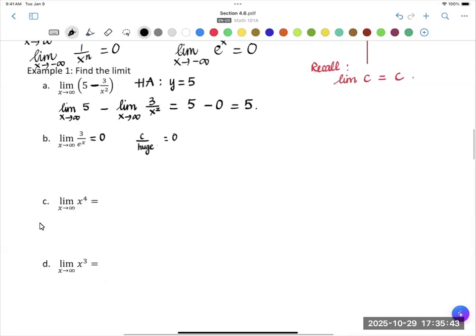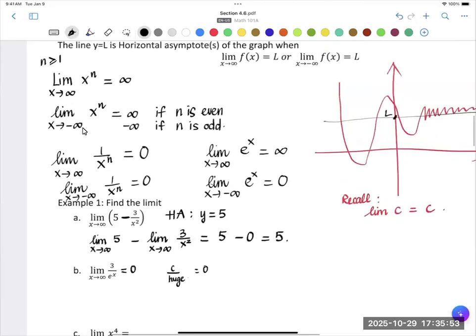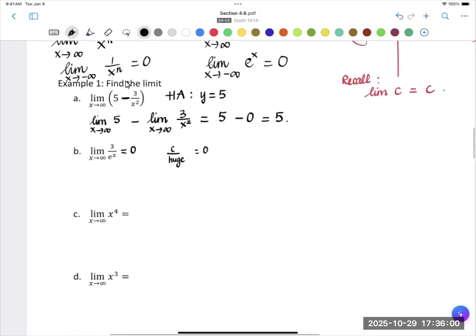How about the limit as x approaches infinity of x to the power 4? Let's think about if x is 1,000. 1,000 to the power 4 is a huge number, right? And also, when x approaches positive infinity, x to the power n, the answer will be infinity. So your y value will keep growing when x is growing. Similarly, for the limit as x approaches infinity of x cubed, the output is also huge.